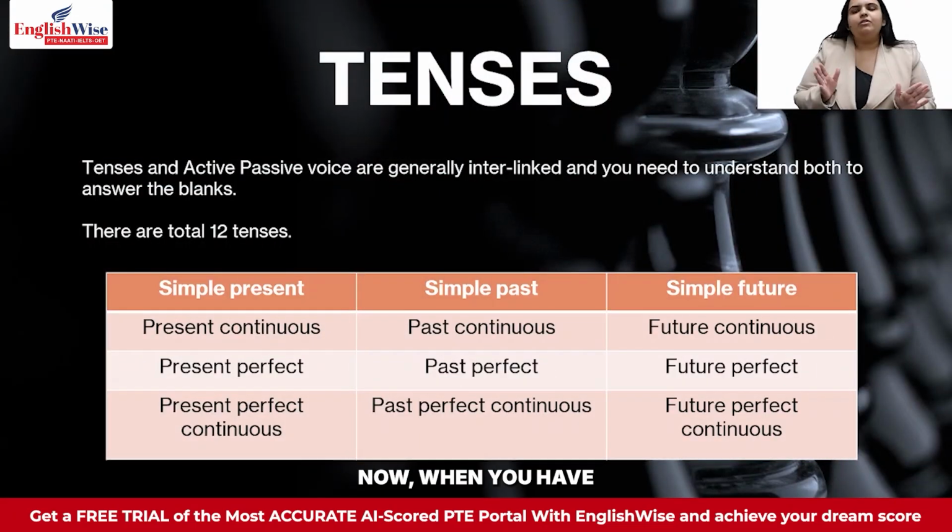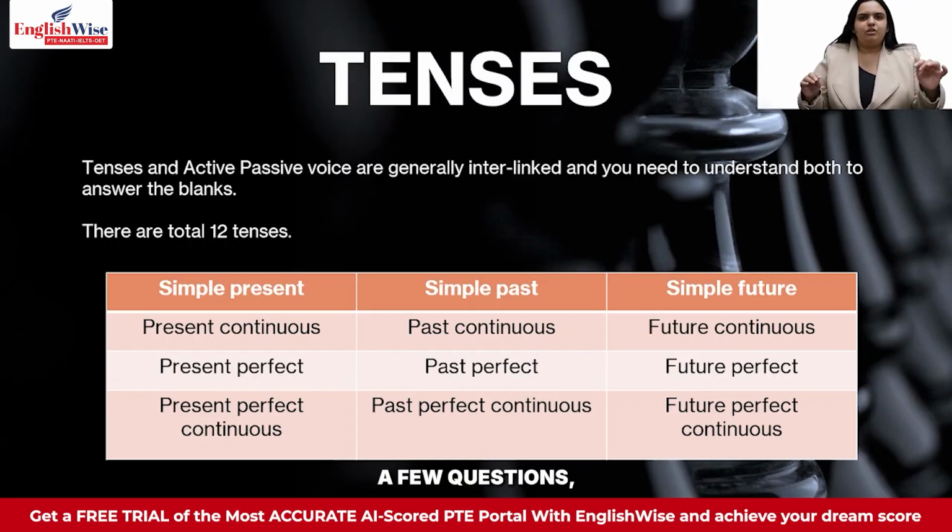Alright, now when you have learned everything about active passive voice and you have attempted a few questions, let us move on to the next topic of tenses. Now what will happen in your exam is that tenses and active passive voice will always be interlinked. That means you will have questions on tenses, but you will have to apply the rules of active passive voice along with it. They always go hand in hand and are part of the game as a pair.